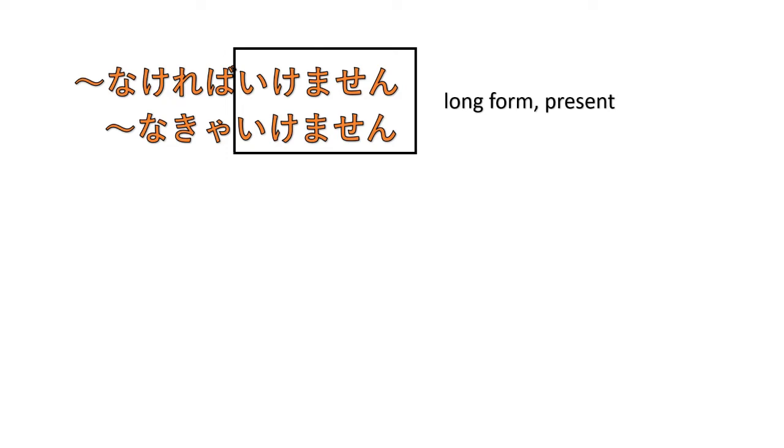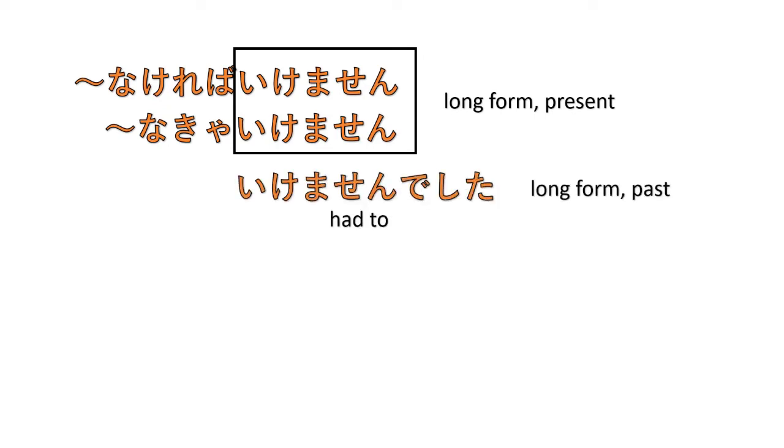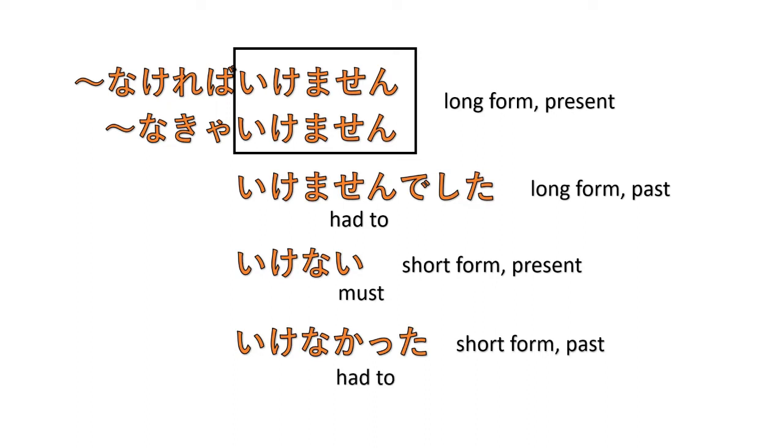Alright, now ikemasen can be conjugated also. Ikemasen is the long form present. So it means must. And we also have the past tense, ikemasen deshita, had to, long form past. And we also have the short form present. It also means must, ikenai. So ikemasen, ikenai. They both mean must. And then we have the short form past, had to, ikenakatta. Okay, these are the conjugations.